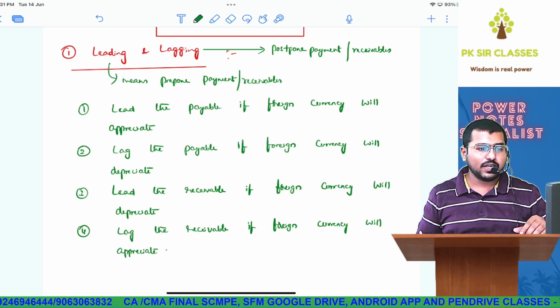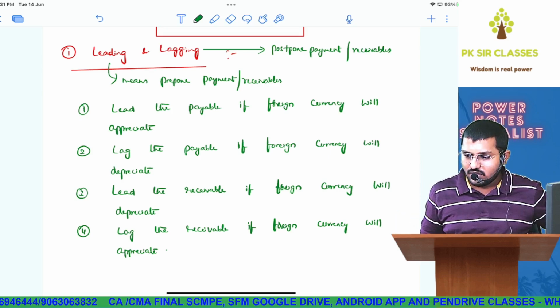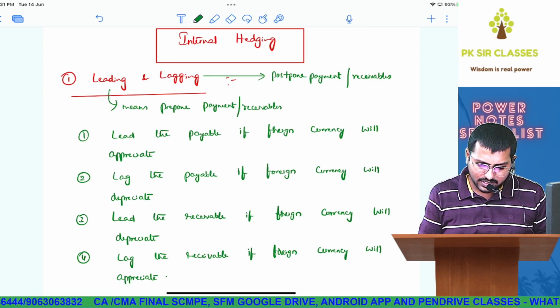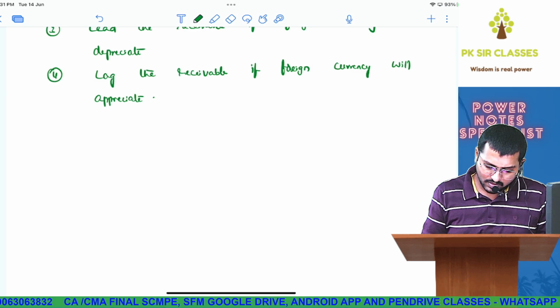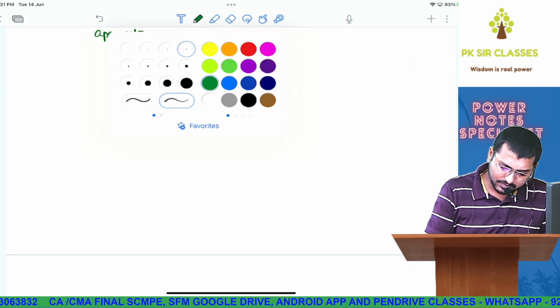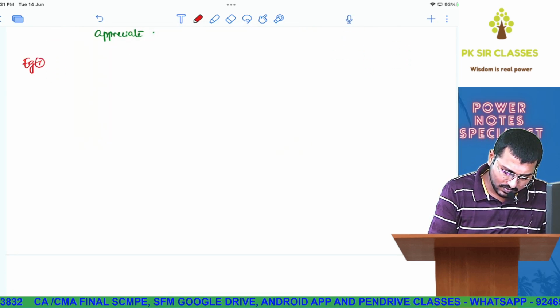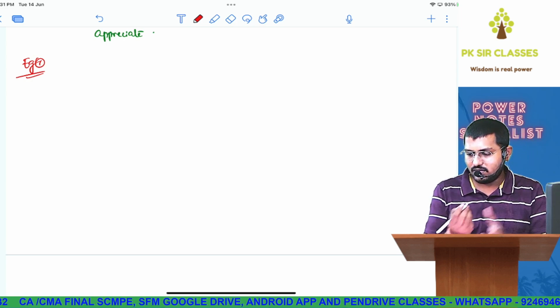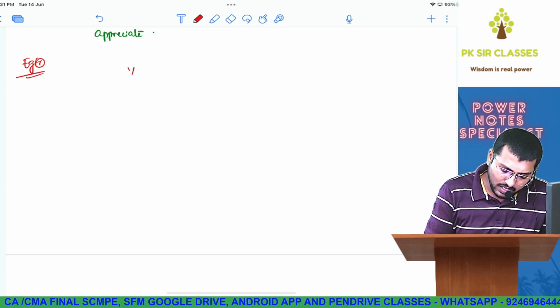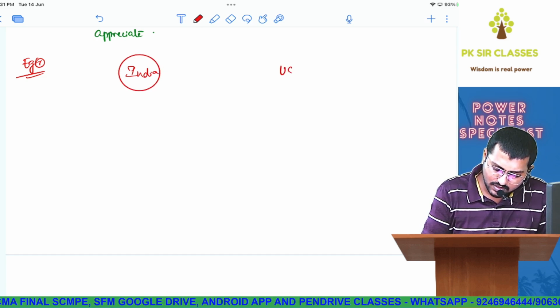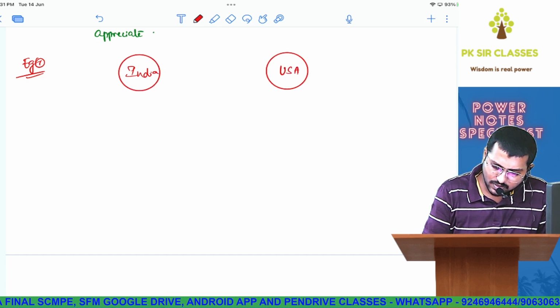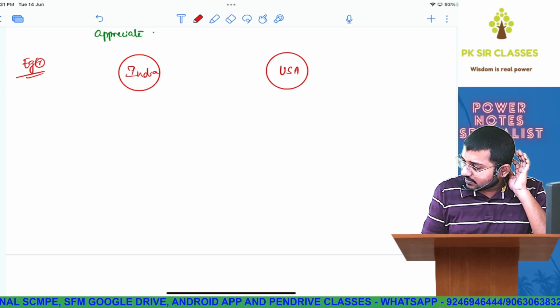Okay, Nana, we'll go with example 1. Let's continue with internal hedging. So we have two countries here. In example 1, we have India, then we have US. Okay?